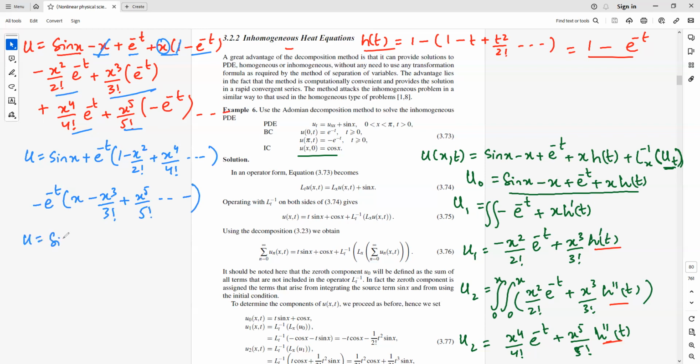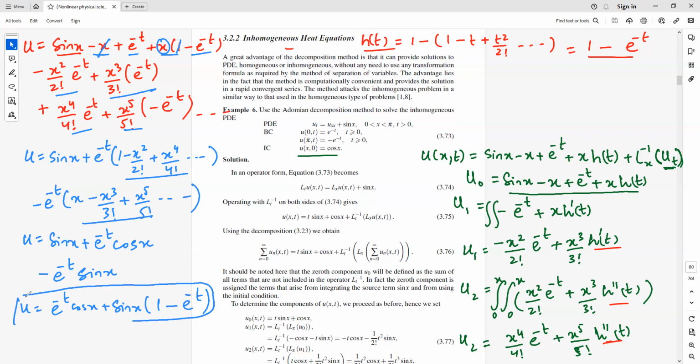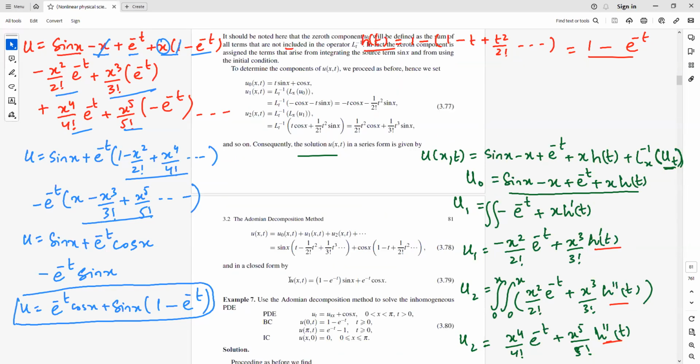Now we have sine x plus e to the power negative t times this expression, that is for cosine of x, minus e to the power negative t times this expression, that is for sine of x. Now we get the result as plus sine of x into 1 minus e to the power negative t. So this is the result that we get by solving the problem in the x direction and the t direction as well. So the solution to the problem is given here.